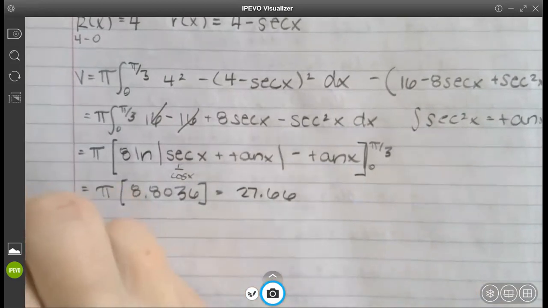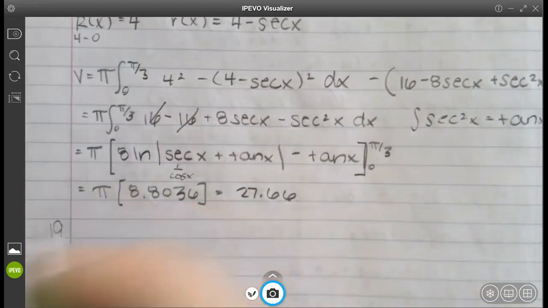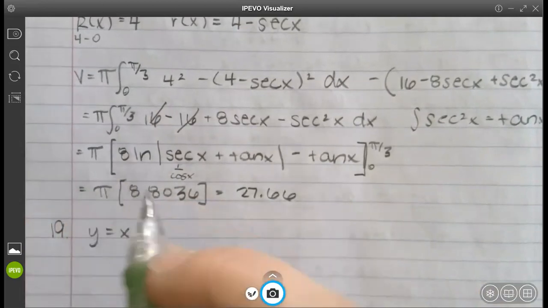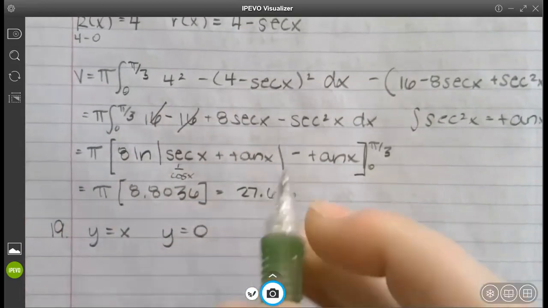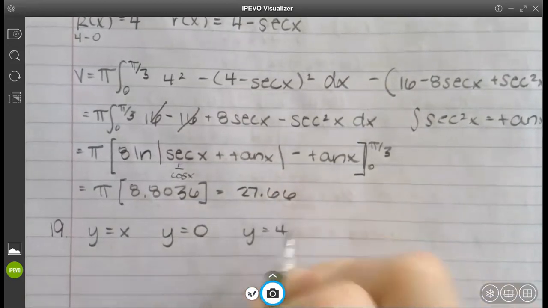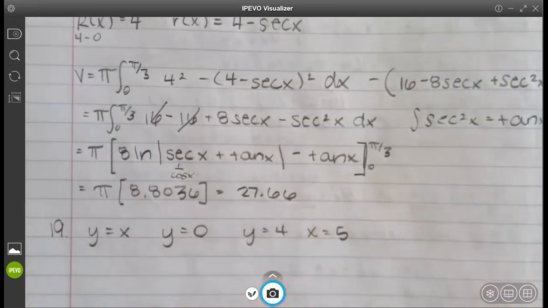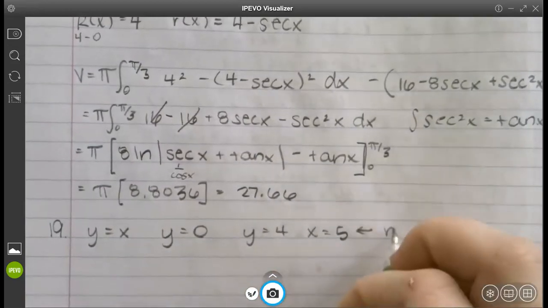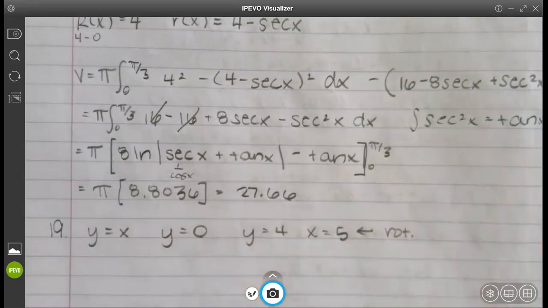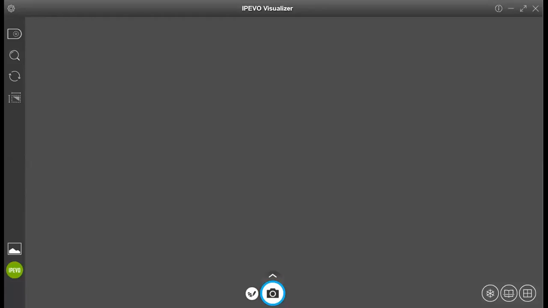Let's go ahead and do 19 because it's easy. And then you will have the rest for homework. y equals x, y equals 0, y equals 4, x equals 5. x equals 5 is where we're rotating. So if I go back over here, this can go. y equals x.